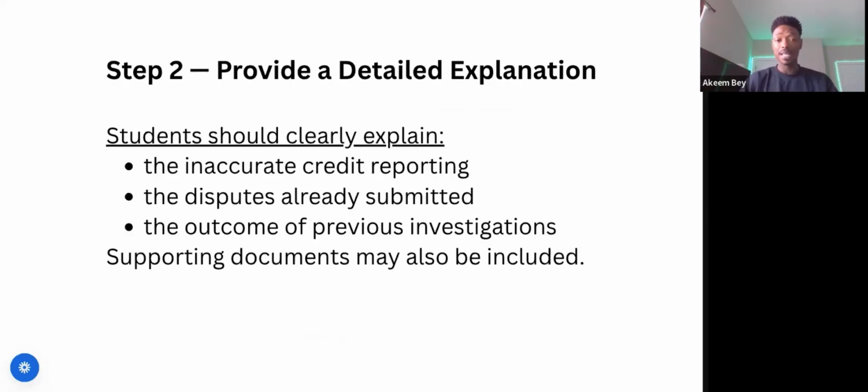Step 2 is to provide that detailed explanation. So what you want to do is clearly explain the inaccurate credit reporting, the disputes that you already submitted, and the outcomes of previous investigations that didn't result in anything. Nothing was corrected, nothing was updated. They just kept verifying it, right? And then, of course, you want to include supporting documentation.